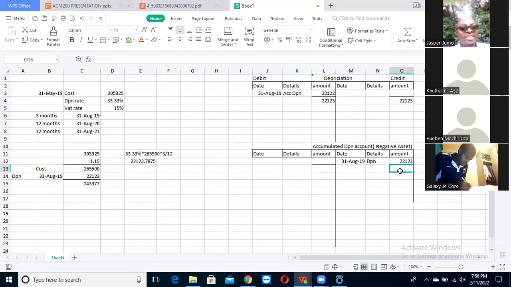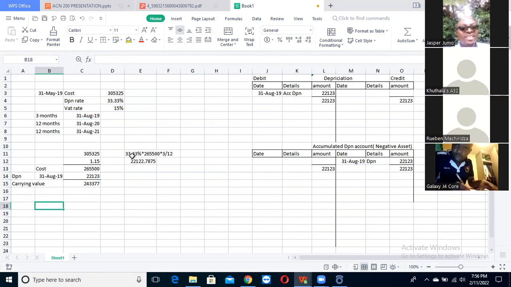22,123. The totals should be the same as I explained. Now we want to move on to the following year. So this is the carrying value. Take note that I have said that with the diminishing balance method, we apply the rate to the carrying value. We only apply the rate on the cost in the first year in which the asset has been bought. But in the second and preceding years, we apply the rate on the carrying value.